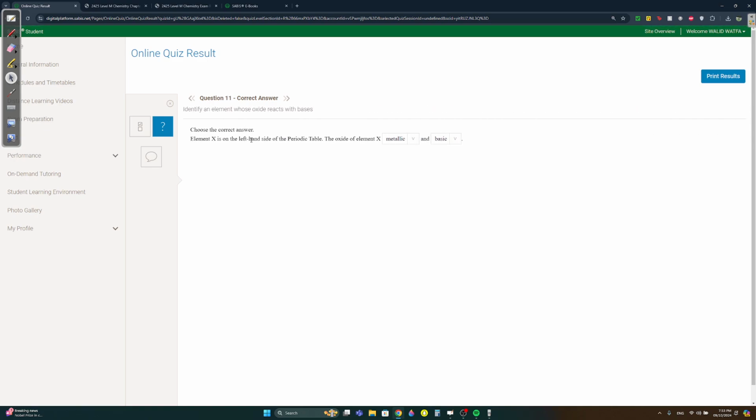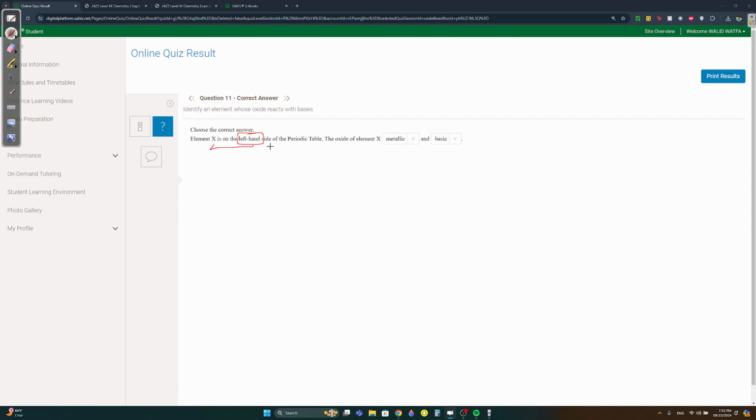Question 11. Element X is located on the left-hand side of the periodic table. The oxide of element X is metallic and what? Basic. If element X is on the left-hand side, what are located on the left? I know someone who got this wrong last week. I was very disappointed in them if they're watching this video.